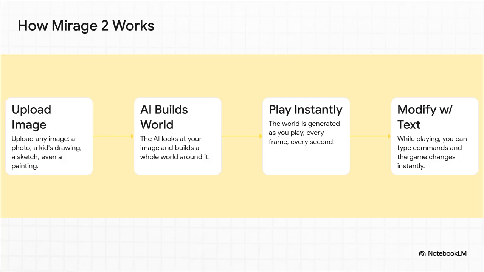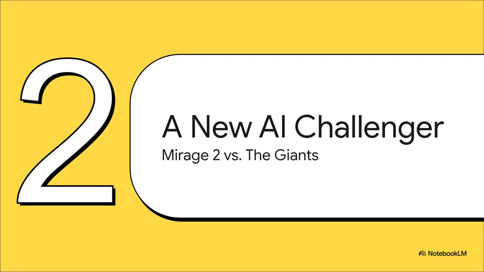But the truly wild part is that while you're playing, you can just type commands and change the world around you in real time. Okay, but here's the thing. Dynamics Lab isn't alone in this space. You've probably heard the buzz about tech giants like Google jumping in with their own AI model, Genie. So the real question is, how does a smaller startup like this stack up against a behemoth like Google?